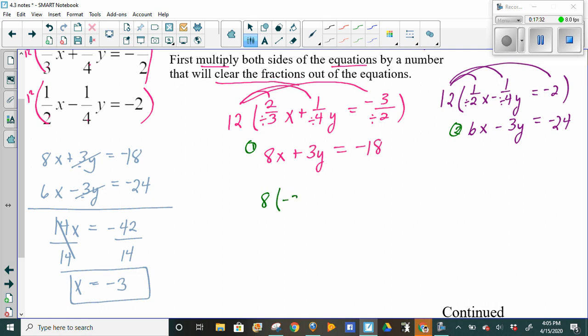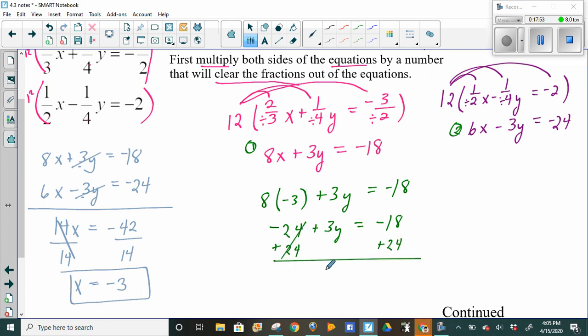So 8 times negative 3 plus 3y equals negative 18. So I get negative 24 plus 3y equals negative 18. So I'm going to add 24 to both sides. Starting to get some lag. Sorry about that. So 3y, so negative 18 plus 24 is 6. We're going to divide both sides by 3. And we get that y is 2. So our final solution, they intersect at negative 3 and 2.